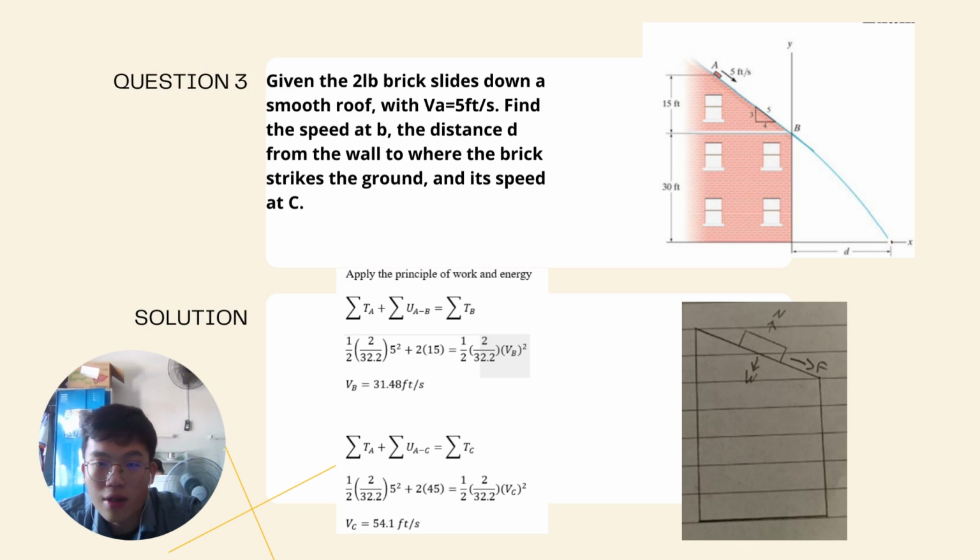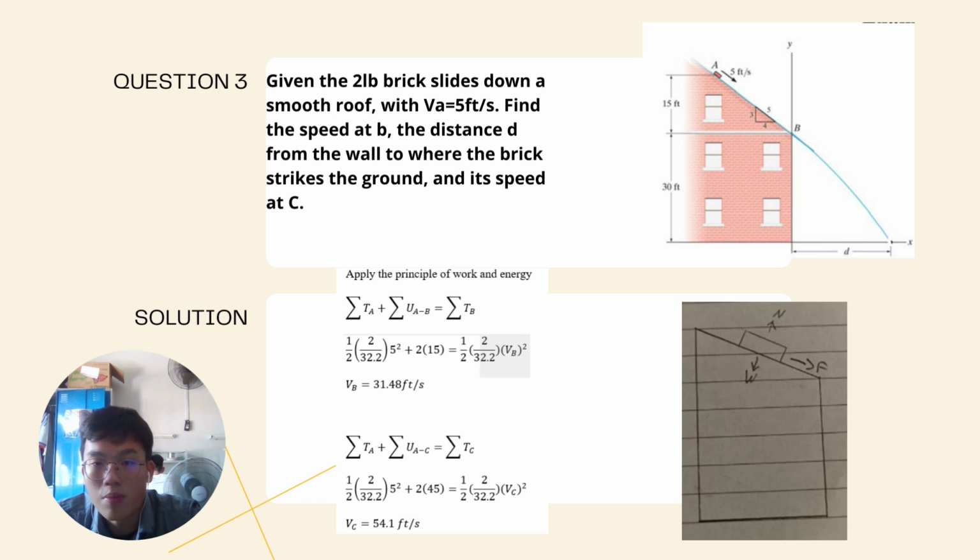For question 3, given a 2-pound brick slides down a smooth roof with VA equal to 5 feet per second, find the speed at B, the distance d from the wall to where the brick strikes the ground, and its speed at C. We also use the formula of principle of work and energy, TA plus UA to B is equal to TB. 1 over 2 times 2 divided by 32.2 times 5 squared plus 2 times 15 is equal to 1 over 2 times 2 divided by 32.2 times VB squared. And we can get VB is equal to 31.48 feet per second.